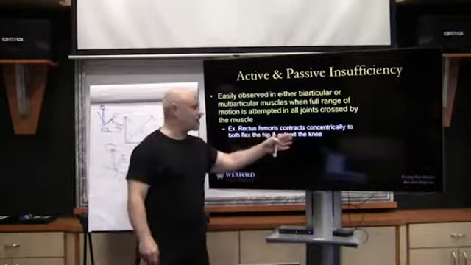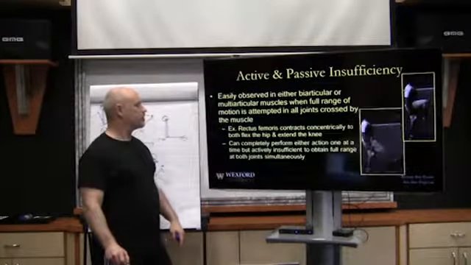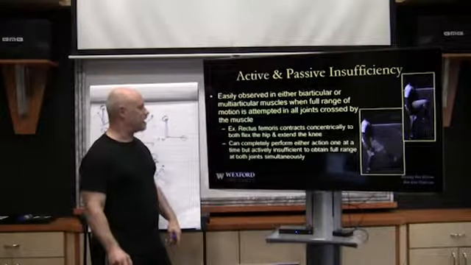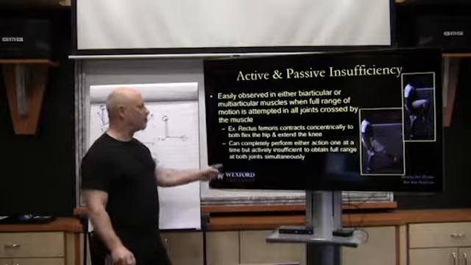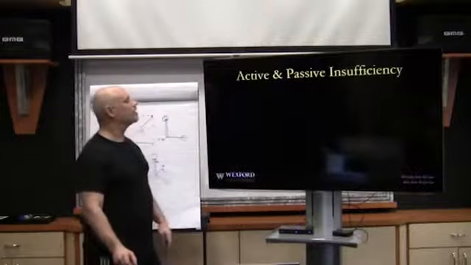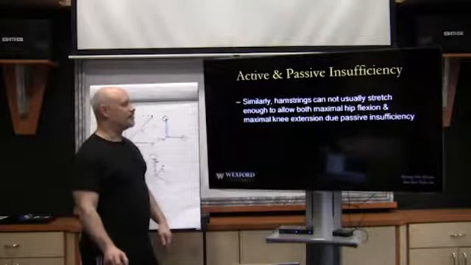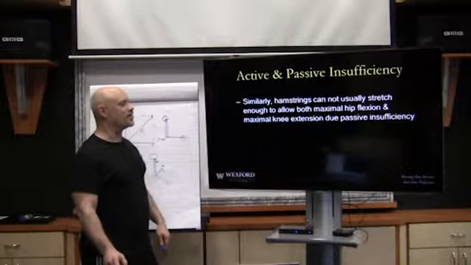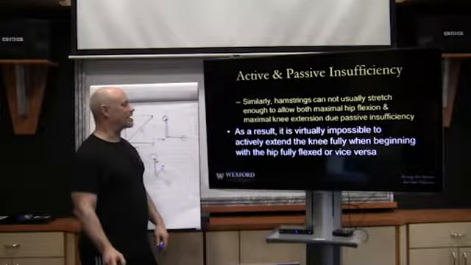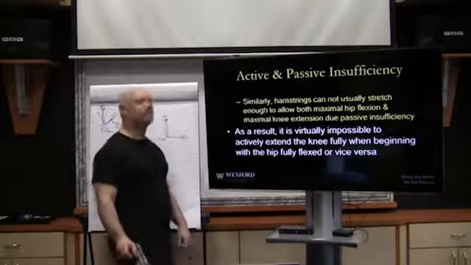Like I said, the rectus femoris contracts concentrically to both flex the hip and extend the knee. You can completely perform either action at one time, but it is actively insufficient to obtain full range of motion at both joints simultaneously, which is what I just said. Similarly, the hamstring cannot usually stretch enough to maximally flex the hip and maximally extend the knee due to its passive insufficiency. As a result, it's virtually impossible to actively extend the knee fully when beginning with the hip fully flexed and vice versa.